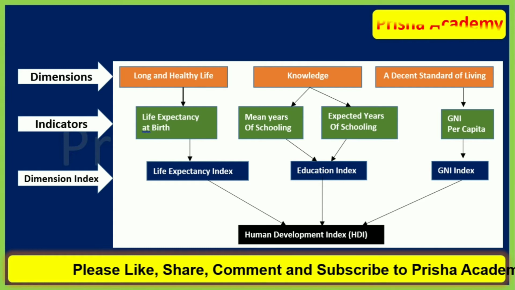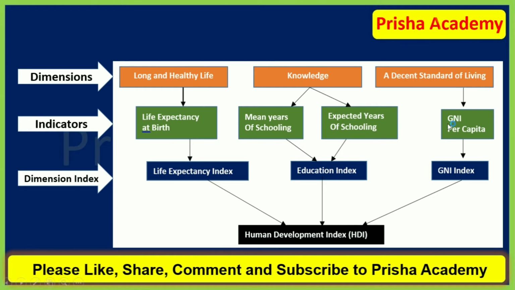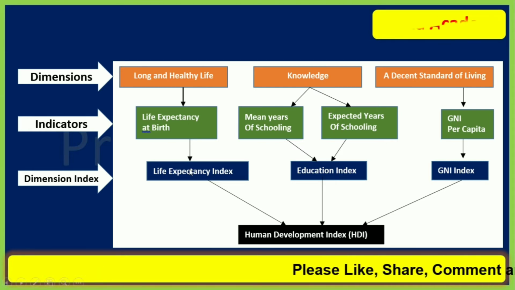Now let's see the dimensions of development. There are three dimensions. First is a long and healthy life, then knowledge, and then a decent standard of living. So what are the indicators of these? For a long and healthy life, we will see life expectancy at birth. For knowledge, we will see two indicators: mean years of schooling and expected years of schooling. And for a decent standard of living, GNI per capita income.